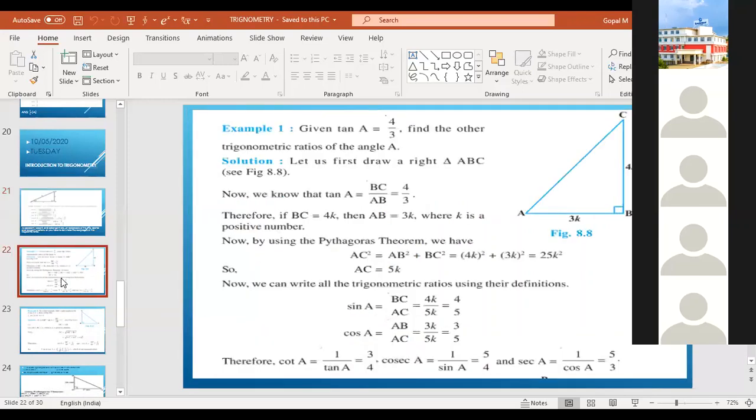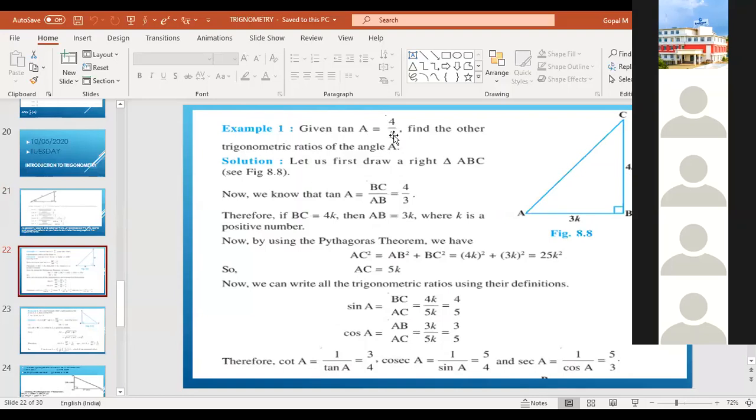Okay, now I'm going to discuss some examples based on this. I already told all of you to keep your textbook and notebook ready. See here, first question, children. Given tan A is equal to 4 by 3. Here they have taken K. Even if you don't take K, you'll get the result. So what is tan A?